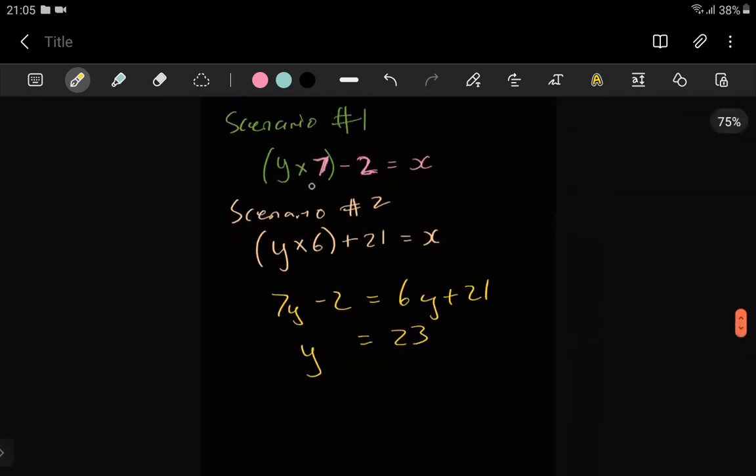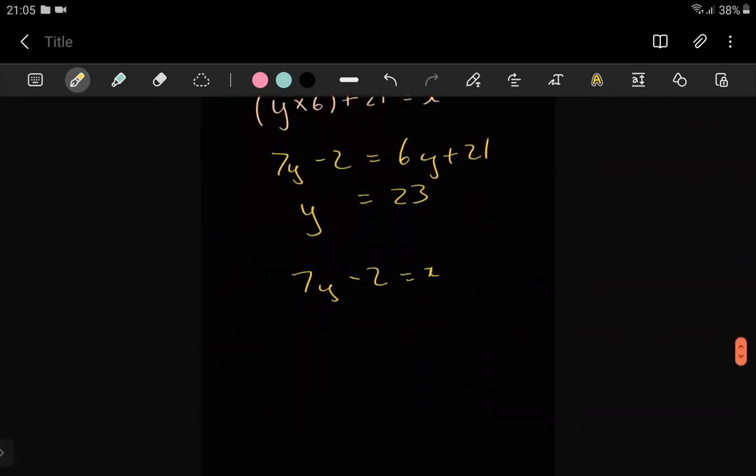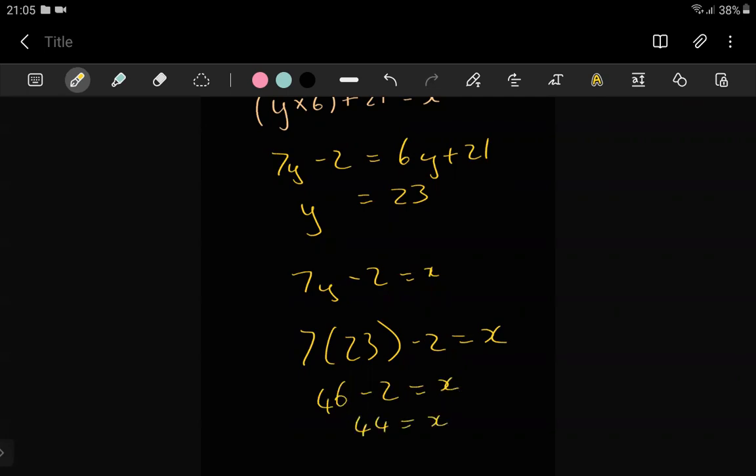And then if y is 23, you can just throw it in one of these equations here. 7y minus 2 is equal to x. It's like 7 multiplied by 23 minus 2 equal to x. This is like 46 minus 2 equal to x. This is like 44 equal to x. Like that.